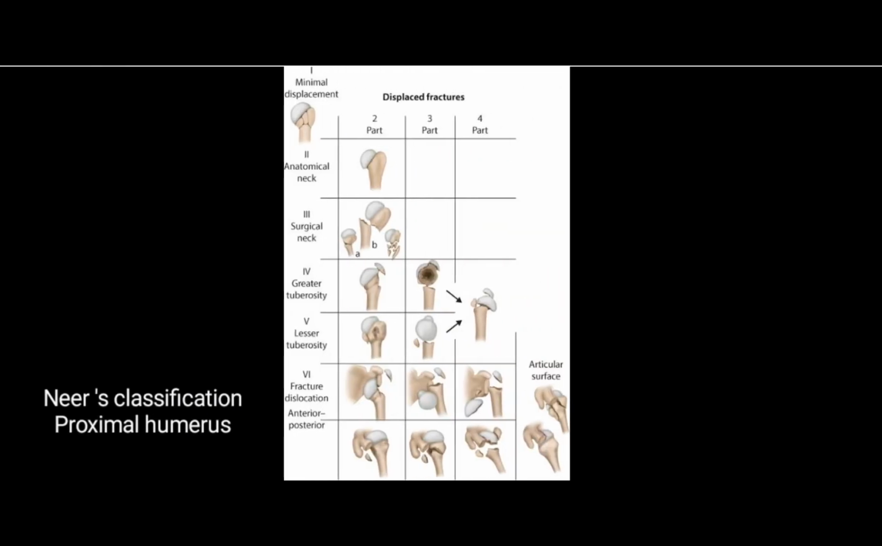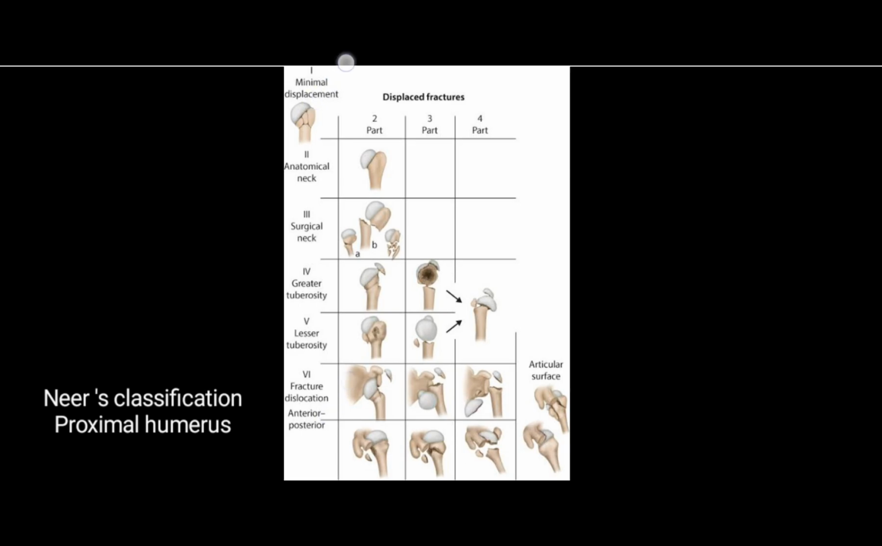Then this is the Neer's classification for proximal humerus fractures. It is based on whether the fracture is displaced in one part, two part or three part. So one is minimal displacement, then two part is fracture at the anatomical neck. Three part is fracture at the surgical neck. Four part is fracture at the greater tuberosity. Five part is fracture at the lesser tuberosity. And six is fracture dislocation.